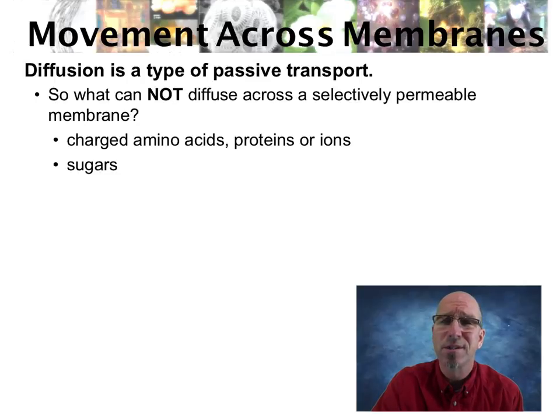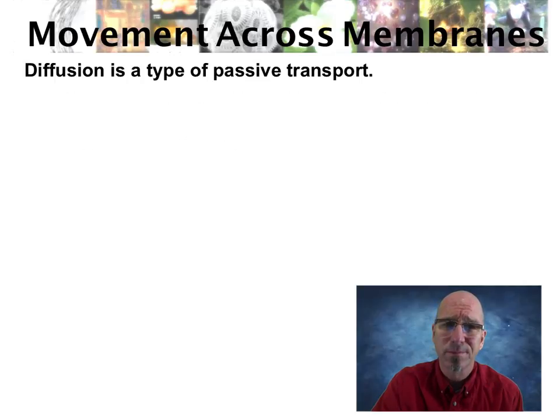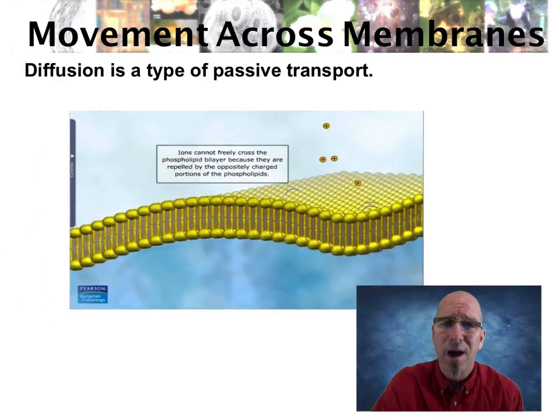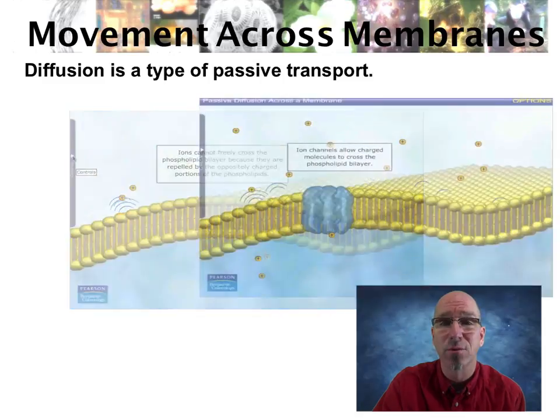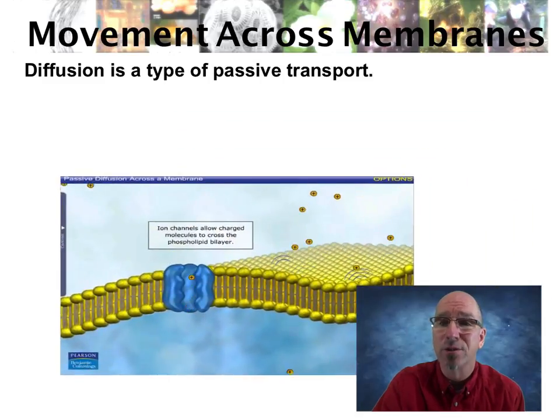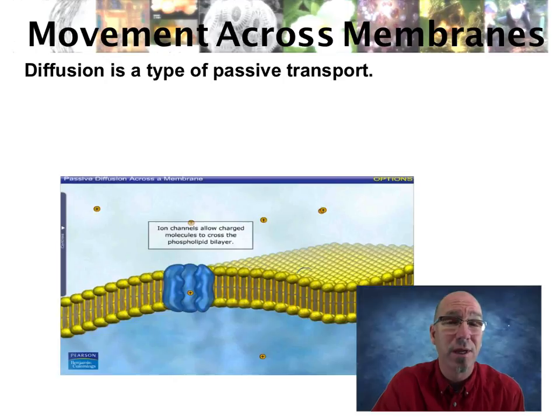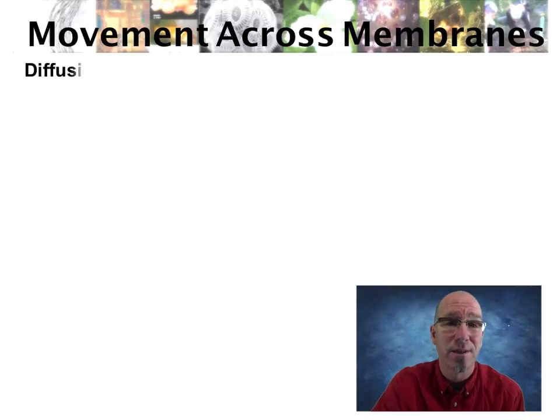So what about things that can't? Ions, they have a charge. The polarity of the ions and the non-polarity of the phospholipid bilayer keeps them from passing through. So we've got these proteins that are embedded, ion channels. That's how ions are going to get in and out of cells. They can't just pass through. They need ion channels.